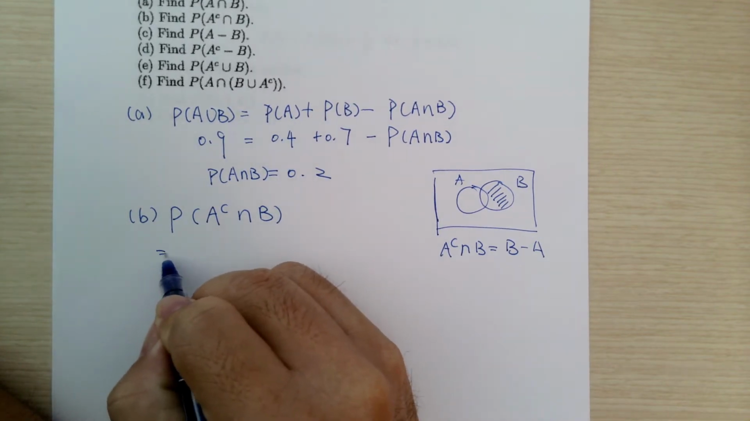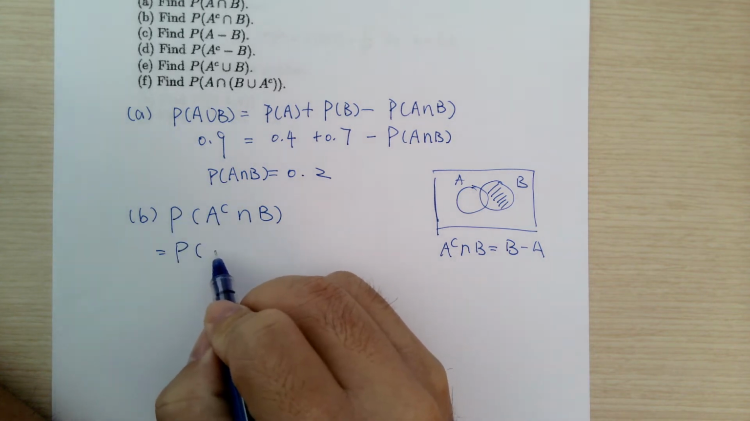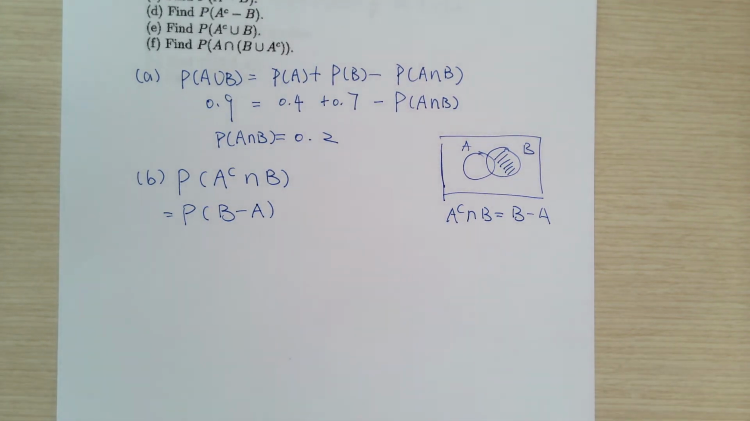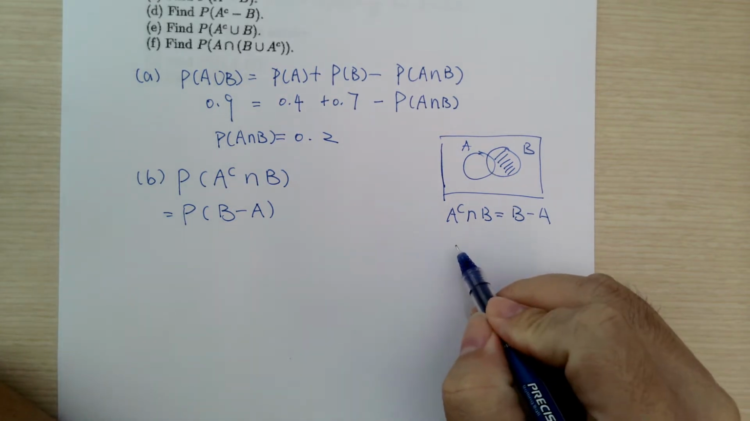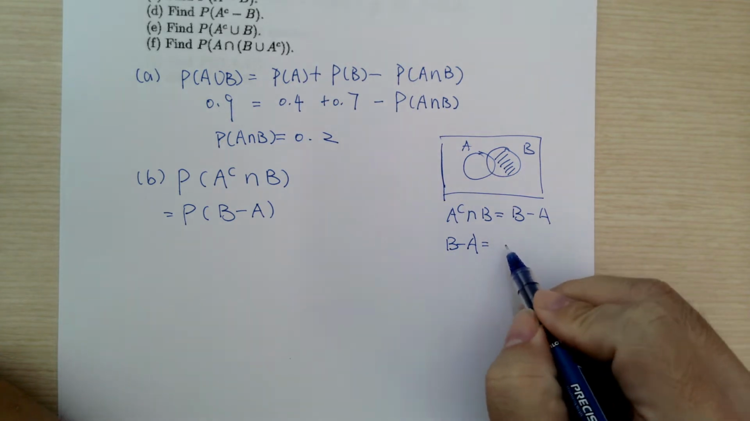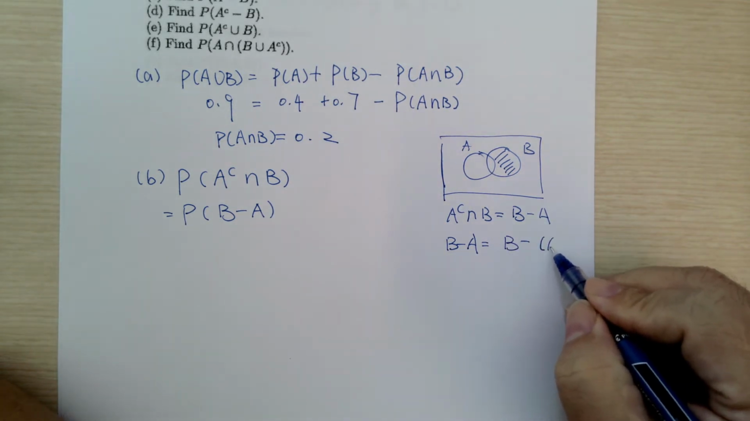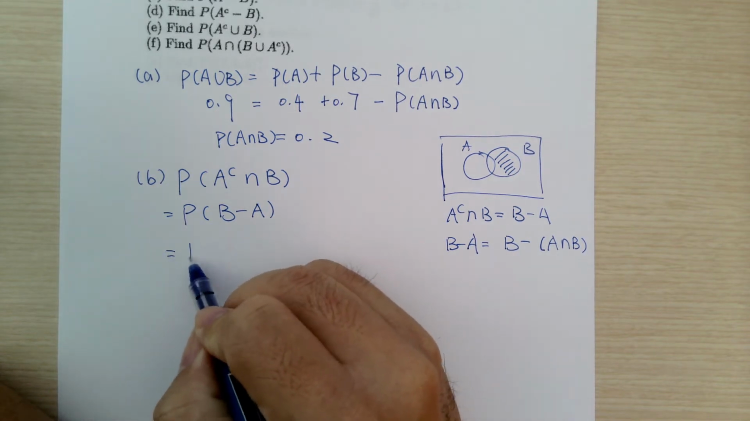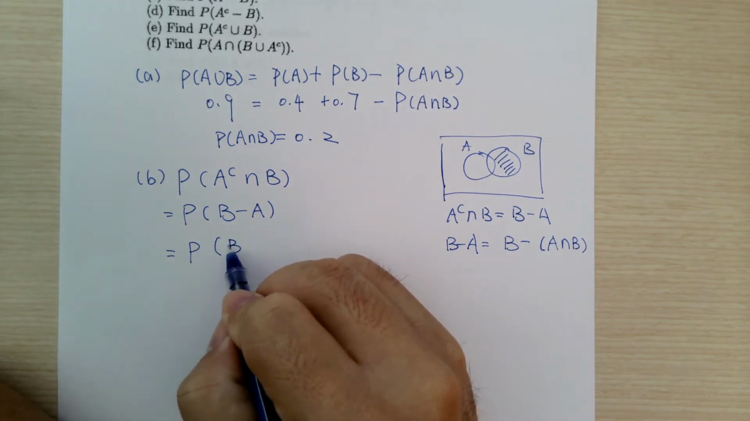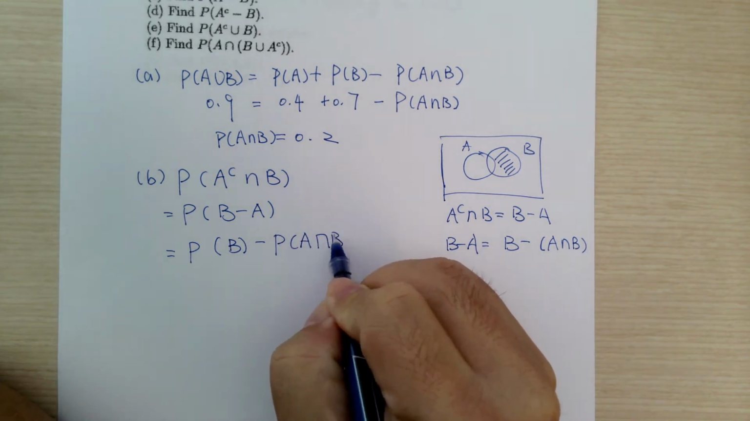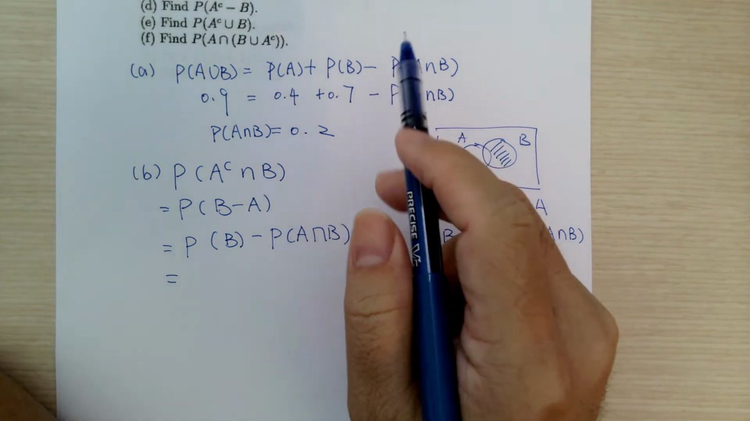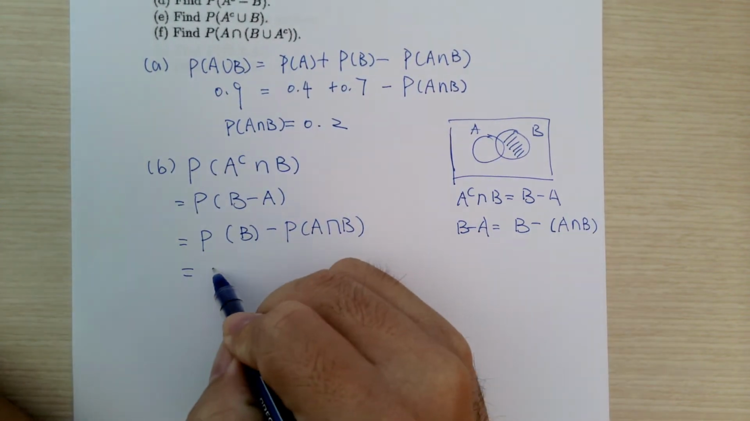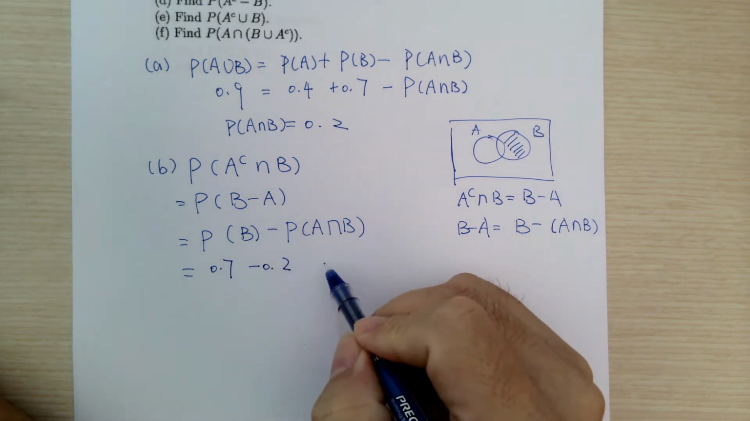So to calculate this is equivalent to calculating P of B minus A. Also noticing that B minus A we can also view as B minus A intersect B. So what we can do here is P(B) minus P of A intersect B. Our P(B) we know is 0.7, P(A intersect B) is 0.2, so it's 0.7 minus 0.2, which gives us 0.5.